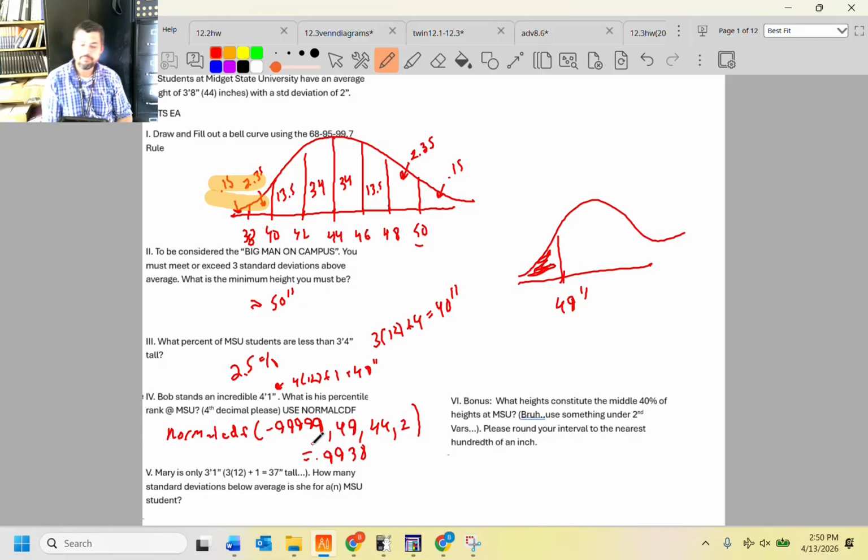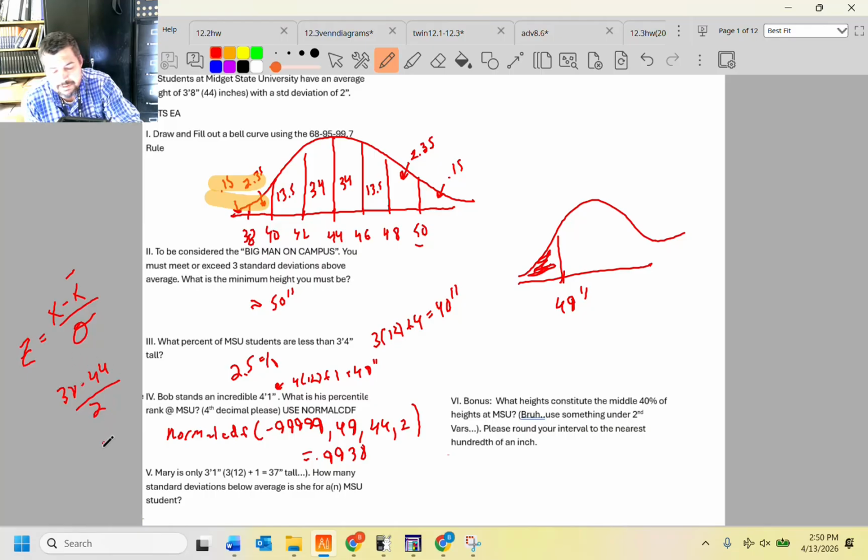All right. Mary is only 3 foot 1 inches tall, 37 inches tall. How many standard deviations from average is she for an MSU student? Your z-score formula is x minus x bar over sigma. So she is 37 inches. You're supposed to take away the mean of 44 and divide it by the standard deviation of 2. 37 minus 44 is -7. -7 over 2 is -3.5.